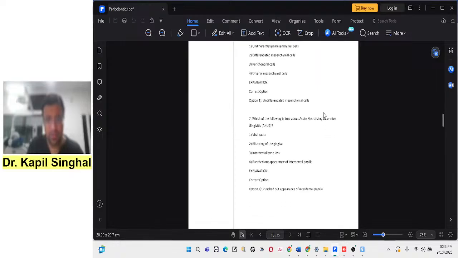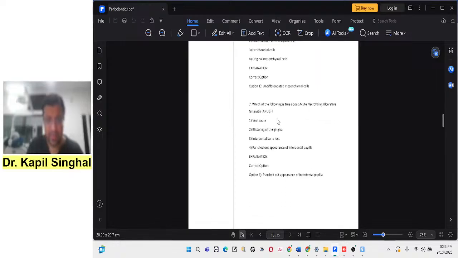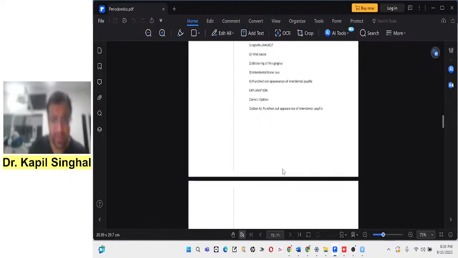Next question is, which of the following is true for ANUG? Number 1, viral cause, wrong. Blistering of the gingiva, wrong. There is necrosis of the gingiva. Interdental bone loss is not correct. Punched out appearance of interdental papilla is correct. So the answer here would be D. Number 4, simple straightforward question, very simple.